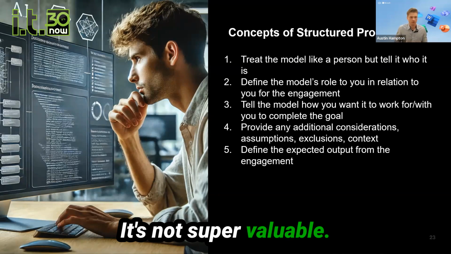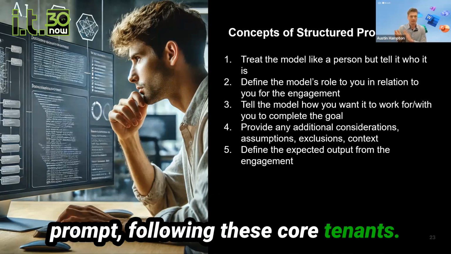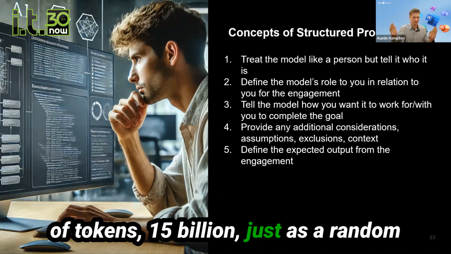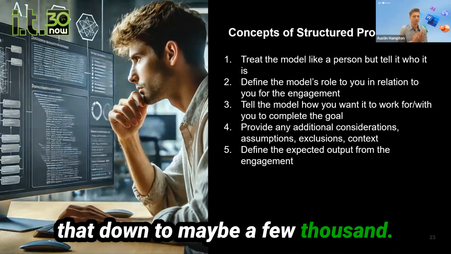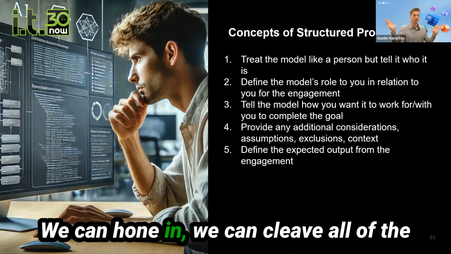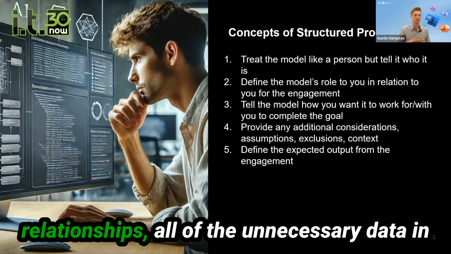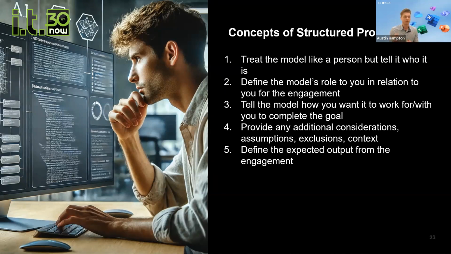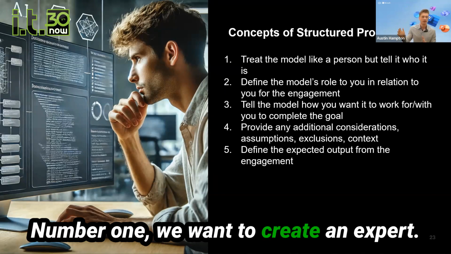It's not super valuable. And so by creating a structured prompt following these core tenets, we can take the total possible amount of tokens, 15 billion, just as a random number example, and we could drop that down to maybe a few thousand. We can hone in, we can cleave all of the unnecessary tokens, all of the unnecessary relationships, all of the unnecessary data within that training set to get right to that expertise. We just need to tell the model that it is. So core tenet number 1, we want to create an expert.